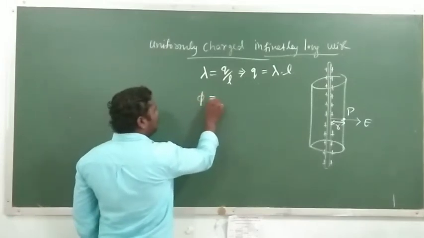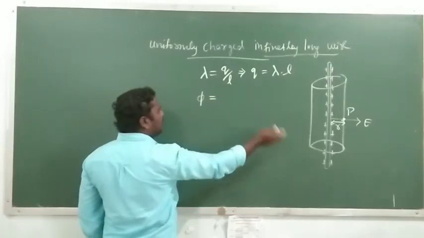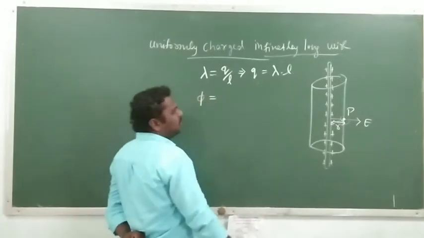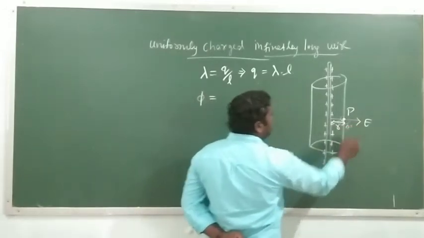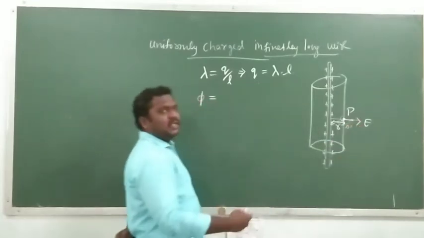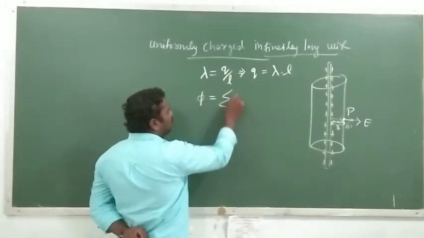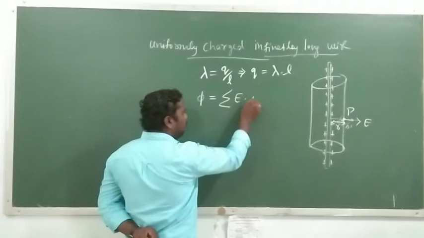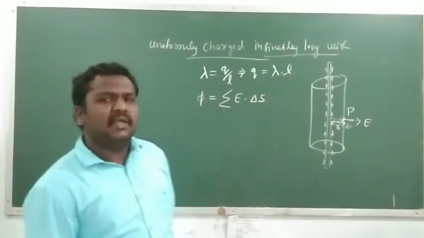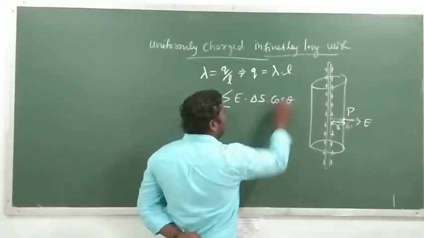phi is equal to, yes, so I am going to consider the entire cylindrical surface. Just initially we are considering the small surface area, right? That is delta S, the small surface area, and E is the electric field, and the area vector and electric field are in the same direction. Therefore, the total flux phi is equal to the summation of E into delta S, summation of E into delta S cos theta.